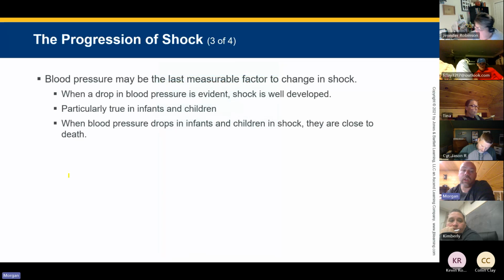So yeah, the blood pressure, and this will probably be on the test: the blood pressure may be the last measurable factor in the change in shock. It will be for kids. Especially if somebody's in trauma or in shock, look at their meds, like Kevin was saying, and I'm sure we'll take a look at it next time. If a patient is on beta blockers, that will mess with everything else. So just make sure.